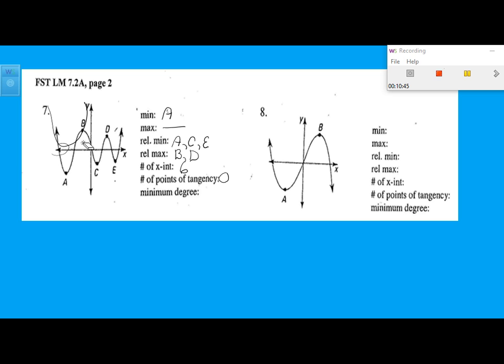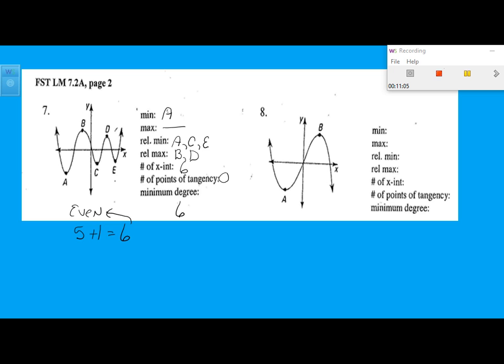Now to get the minimum degree, since the branches are both going up, I know it's got to be even. Now let's count the number of turning points. There's 1, 2, 3, 4, 5 turning points. We're going to add 1 to that. 6. 6 is even. So the minimum degree of this is a 6th degree polynomial.